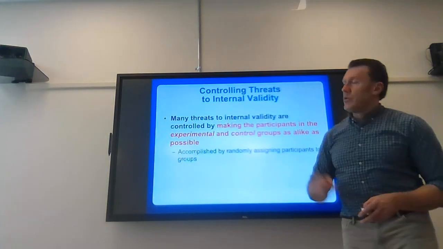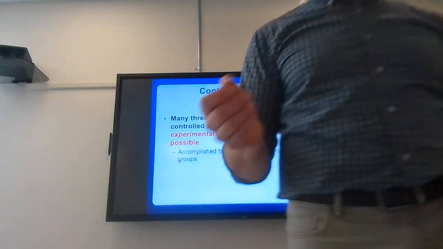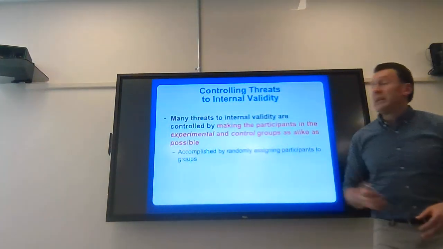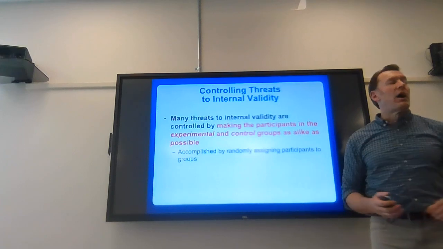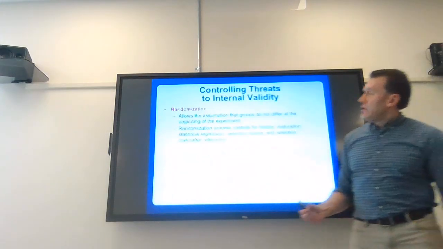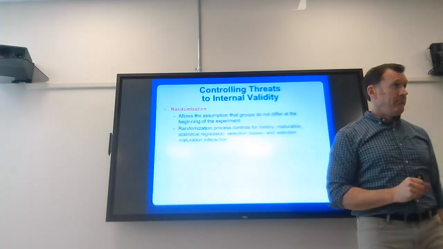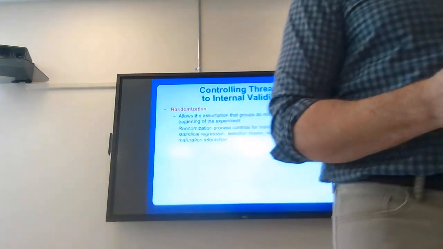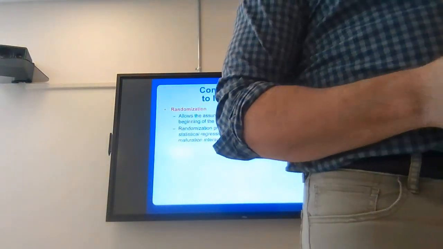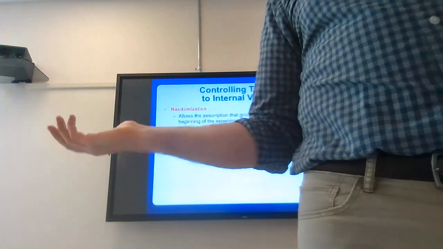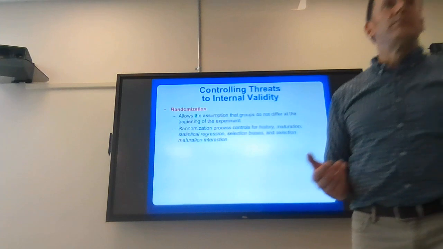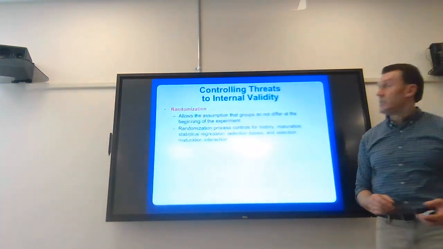So how do we control these threats to validity? So let's talk about internal validity first, and then we'll talk about external validity. So you need to make the experimental and control groups as equal as possible. So the way that you do that is through randomization. Randomization. So we have nice websites that are able to randomize our conditions for us. So the order of conditions is at random. So there's not an order effect in our results.